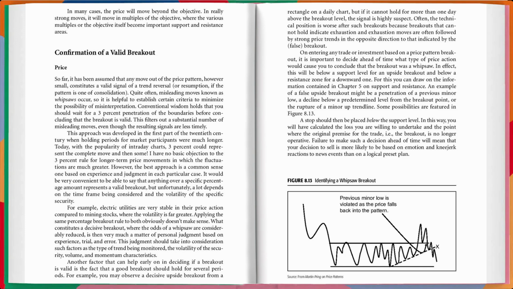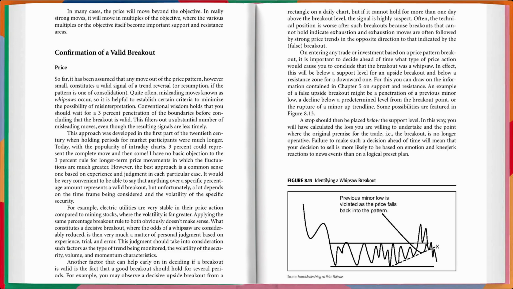For example, electric utilities are very stable in their price action compared to mining stocks, where the volatility is far greater. Applying the same percentage breakout rule to both obviously doesn't make sense. What constitutes a decisive breakout, where the odds of a whipsaw are considerably reduced, is then very much a matter of personal judgment based on experience, trial, and error.